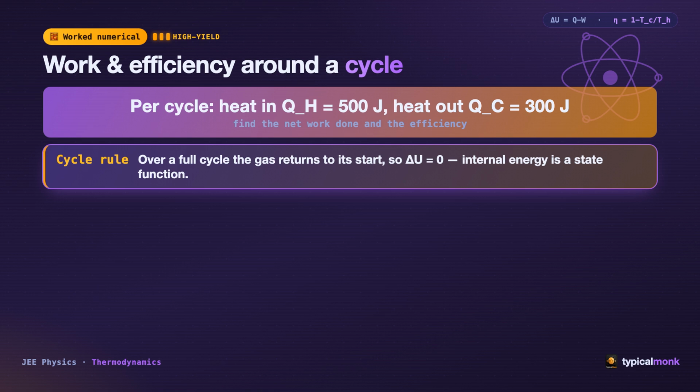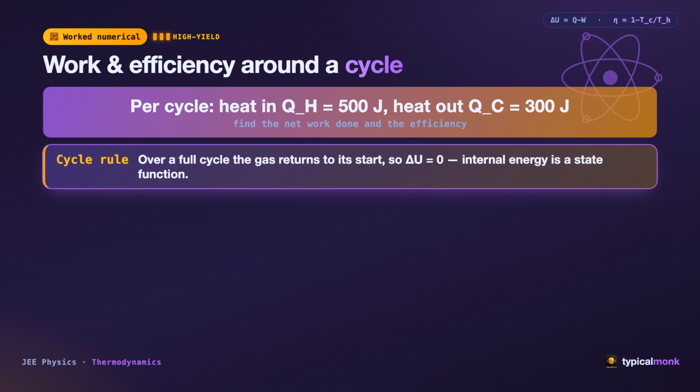Let us work one numerical all the way through. An engine running in a cycle. Per cycle, it takes in 500 joules of heat from the hot reservoir and rejects 300 joules to the cold one. Find the net work and the efficiency.